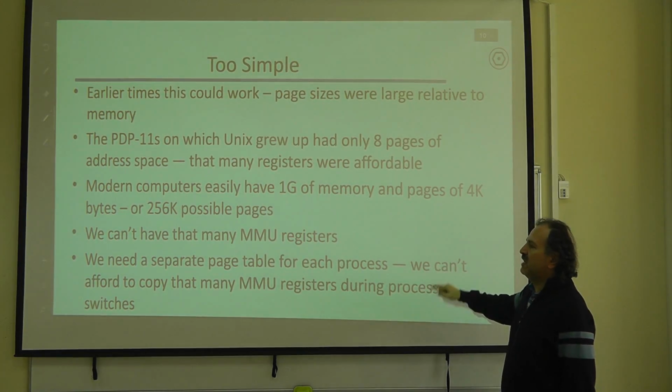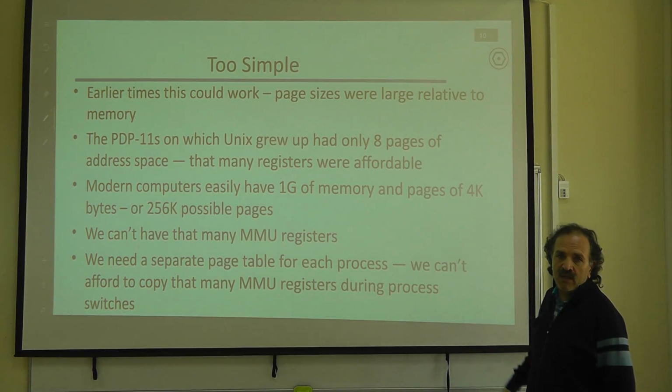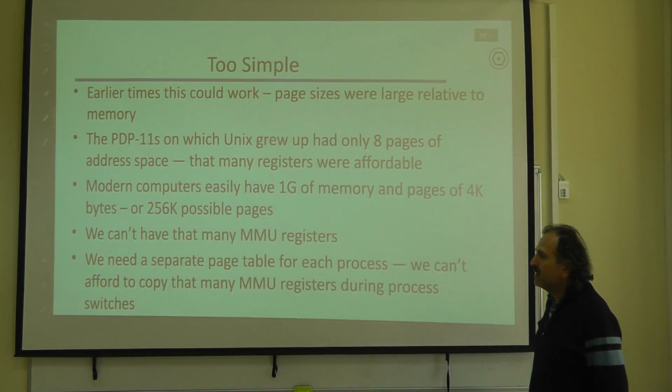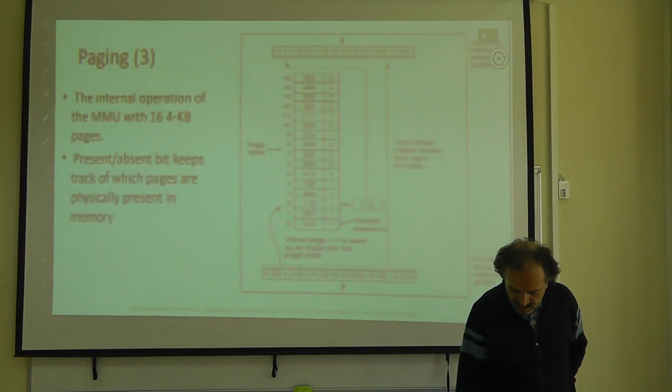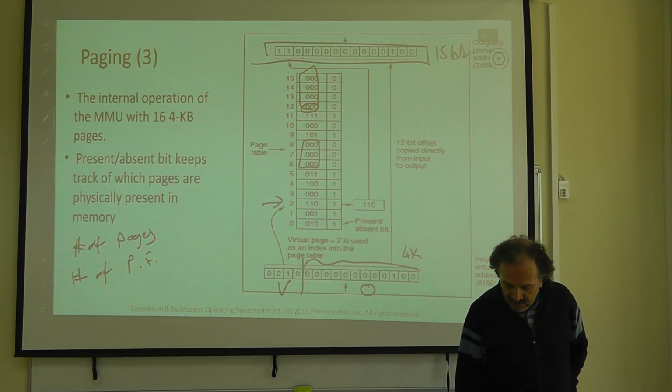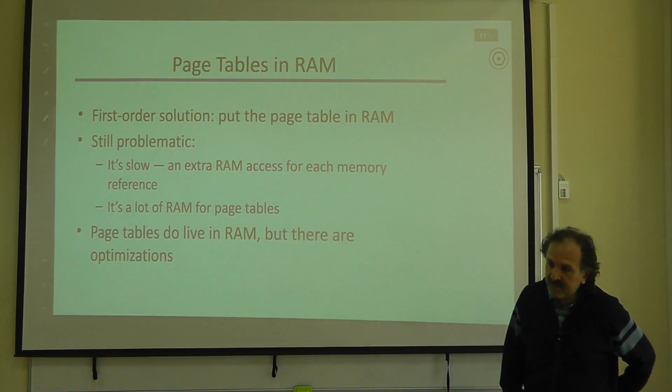Okay, we can't afford to copy that many MMU registers during the process switches. That would make the process switch even more expensive. It is already expensive. It makes it even more expensive. So this simple solution, table lookup, doesn't work. We need to come up with some other solution.